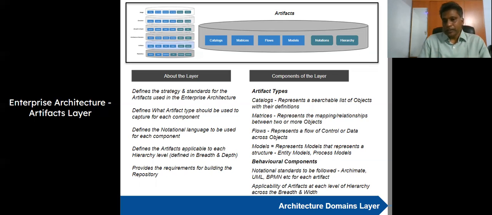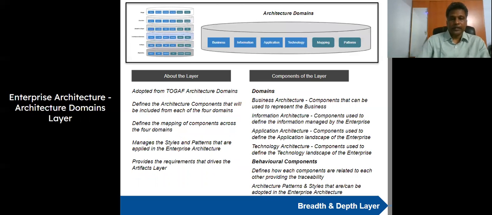And the other aspect is the hierarchy. So when we define all these artifact types, each of these artifact types represents objects in different levels of the hierarchy, which we'll talk about in brief when we talk about breadth and depth. But at this layer we need to make decisions on what hierarchy level, what type of artifacts are applicable, and how we are going to maintain the relationships. Right?